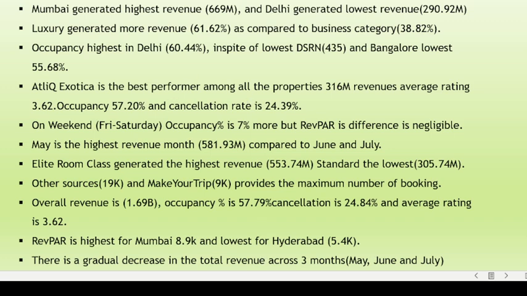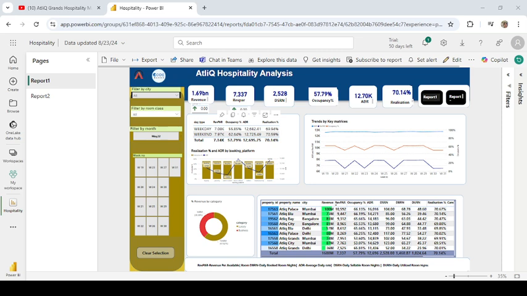So, in the dashboard view, which you can see over here, these are the measures which we have created. The total revenue is 1.69 billion, and then RevPAR, which is revenue per available room, is 7,337. DSRN, daily sellable room nights, is 2538, and the occupancy percentage here is 57.79. ADR, the average daily rate, is 12.7K.